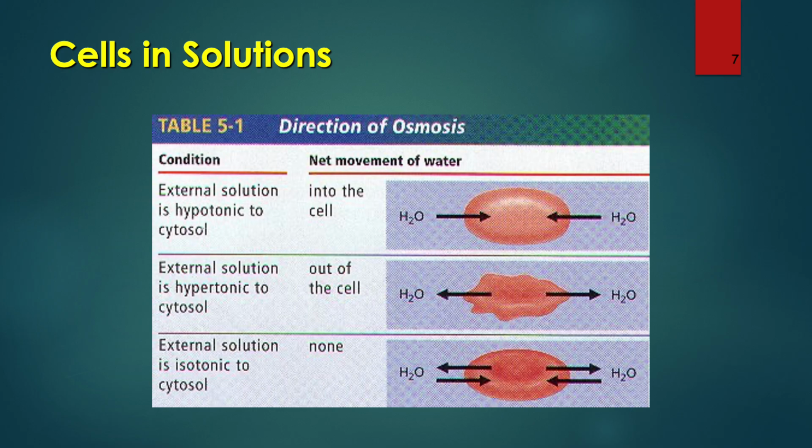This again is just showing you the red blood cells where we have the bottom one down here, isotonic. Water moves in and out at the same rate. We have hypertonic, where the water is leaving the cell. As a result, the cell is starting to shrink. And then hypotonic, water's moving into the cell, making the cell plump.